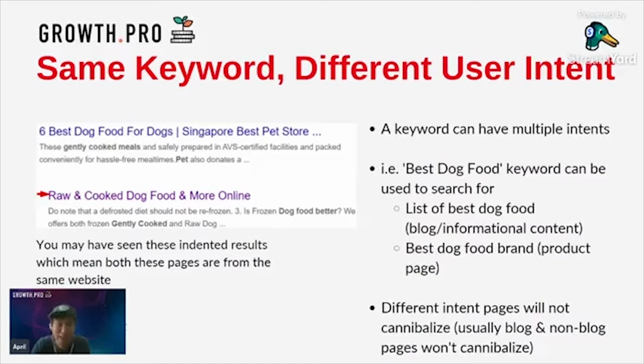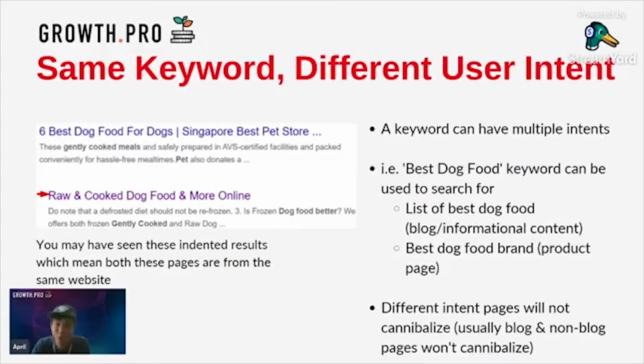But some people may think that, okay, since these two pages are targeting the same keyword, which is best dog food, this is a keyword cannibalization scenario, which may not be true. Okay, so usually different intent pages will not cannibalize each other. And the simplest way to identify whether the two pages are cannibalizing each other or not is by looking at whether these two pages are both blog articles or both product pages. All right, if let's say you are targeting this keyword on two different product pages, then we may be looking at a keyword cannibalization here.